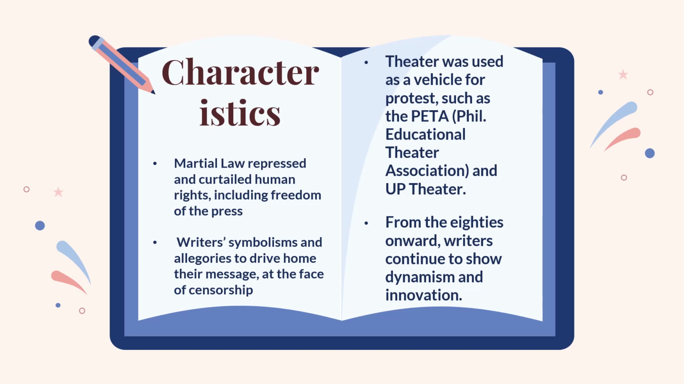The first one is martial law, which repressed and curtailed human rights, including freedom of the press. Writers used symbolisms and allegories to drive home their message in the face of censorship. Theater was used as a vehicle for protest, such as the PETA, the Philippine Educational Theater Association, and UP Theater. And from the 80s onward, writers continue to show dynamism and innovation.